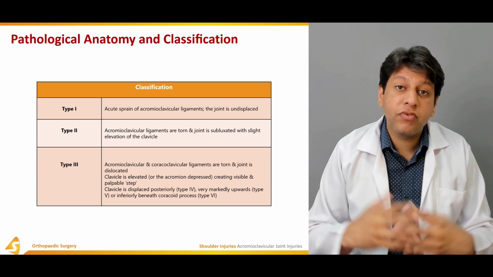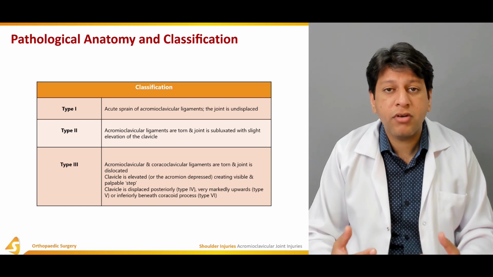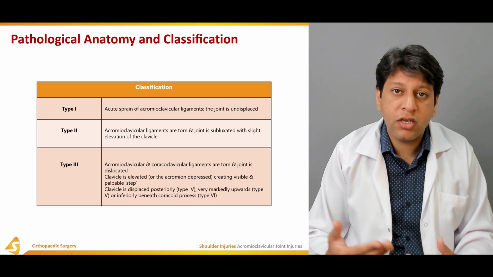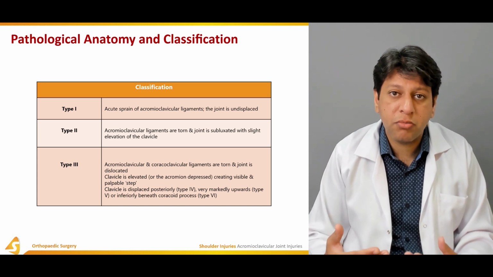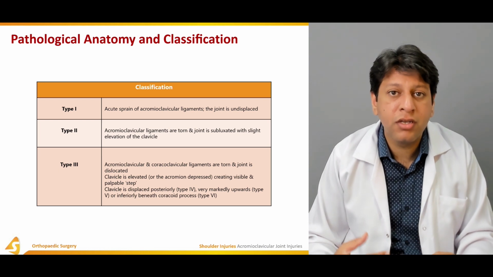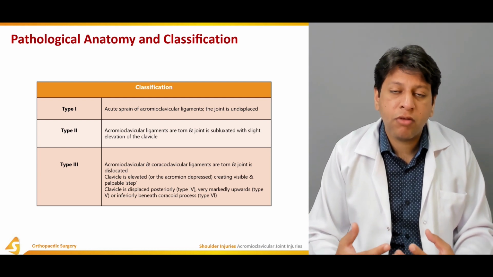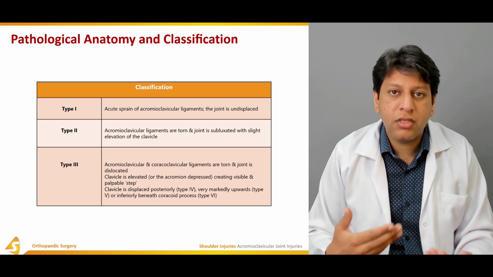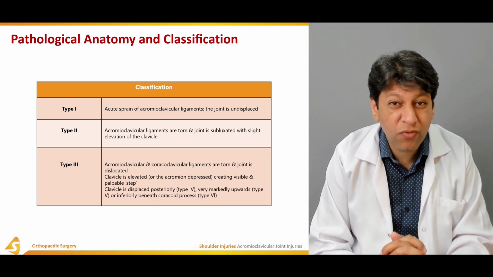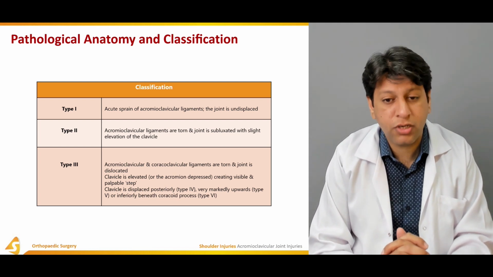Now type 3 is further subdivided into 3A and 3B in some books, depending upon the stability of the joint. If there is vertical instability but horizontal, that is anterior-posterior, stability is there, with only upward and downward instability, this is 3A. But in 3B, the acromioclavicular and coracoclavicular ligaments are injured so much that there is horizontal as well as vertical instability.